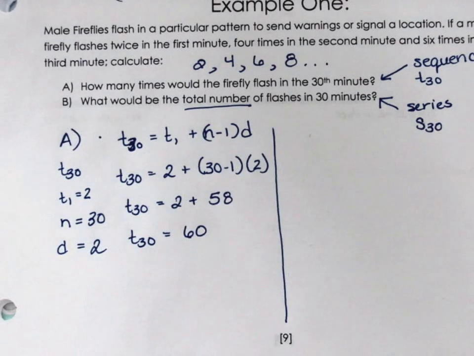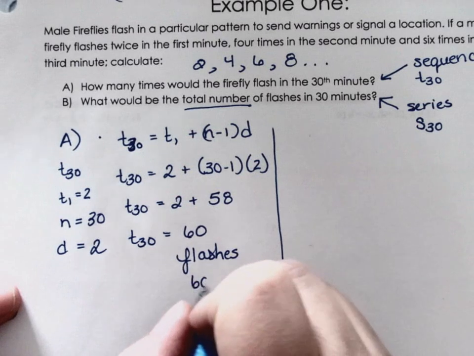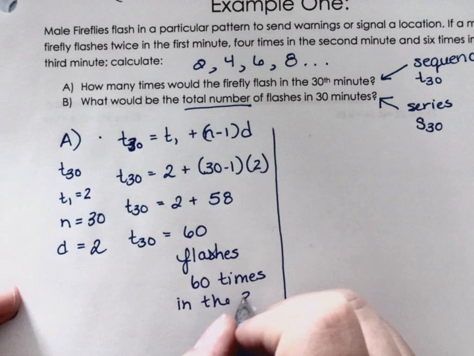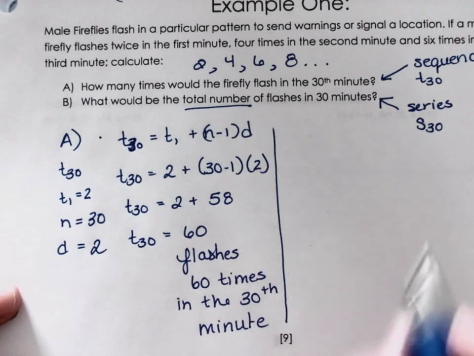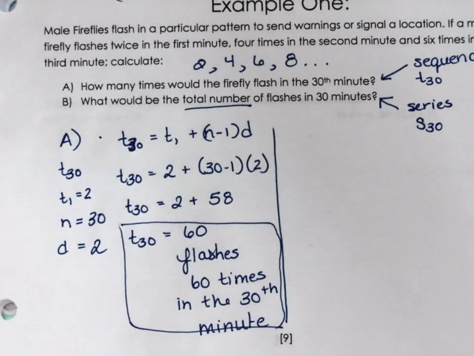So how many times does the firefly flash in the 30th minute? 60 times. Now, how realistic this is, I'm not 100% sure. I've never really stopped to think about fireflies and flashing, but I don't know if they would flash for 30 minutes. That'd be a lot.